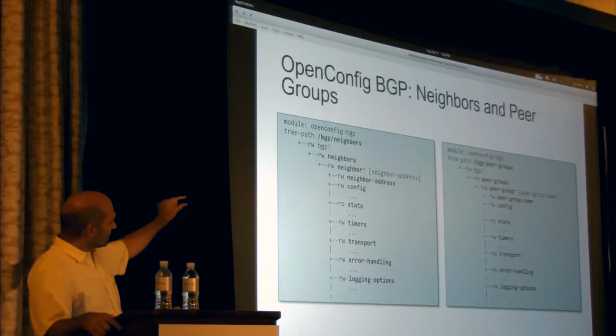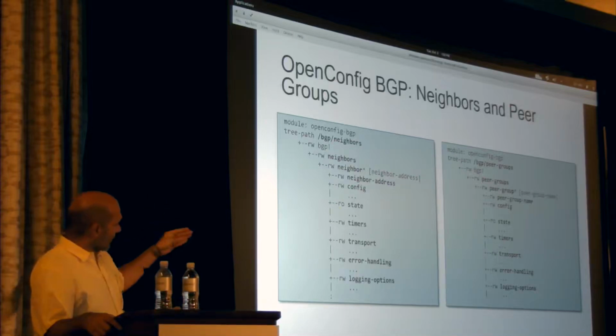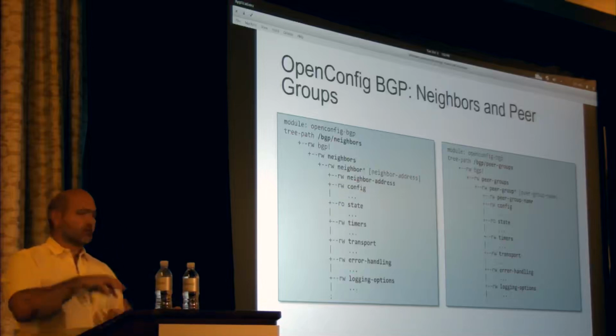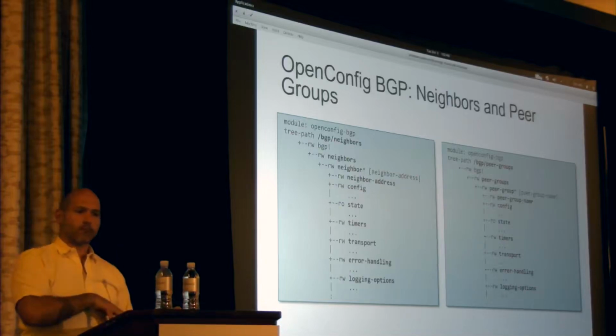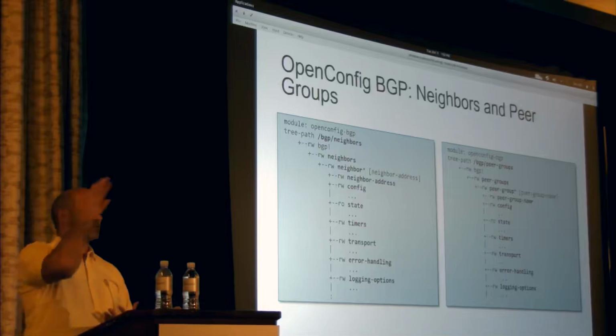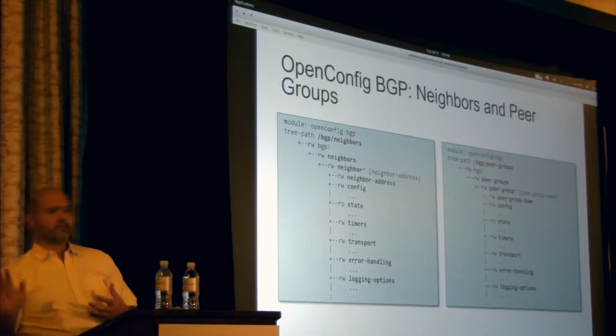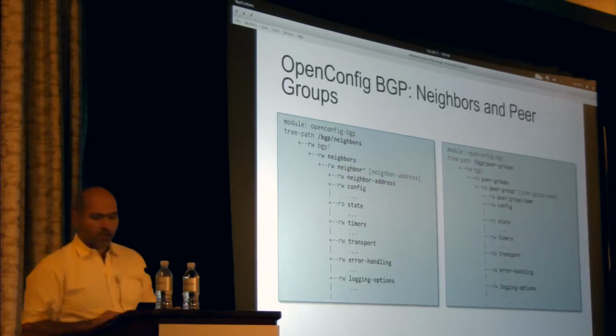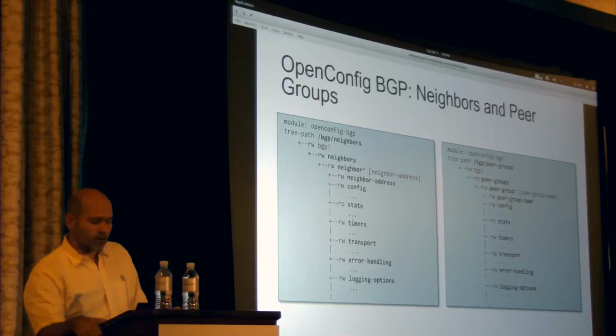Okay, so the config container will have configuration that is specific to that particular instance of a neighbor. The state will have the state of that particular entry of the list. Timers, transport, and error handling containers will have their own config and state container inside them. So again, that pattern of seeing config and state containers is going to be repeated throughout the model.